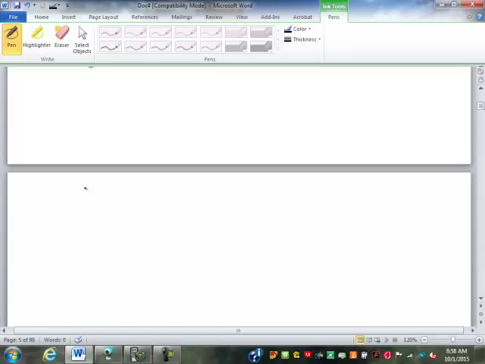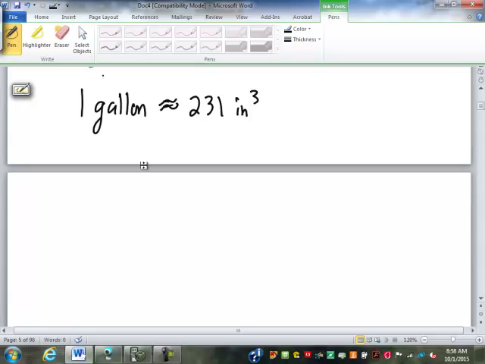Now, just like we had the acre for area, for volume, we're going to look at units of capacity. We have gallons. 1 gallon is approximately 231 cubic inches. Not quite exactly. 1 cubic foot is actually quite a bit larger than a gallon.